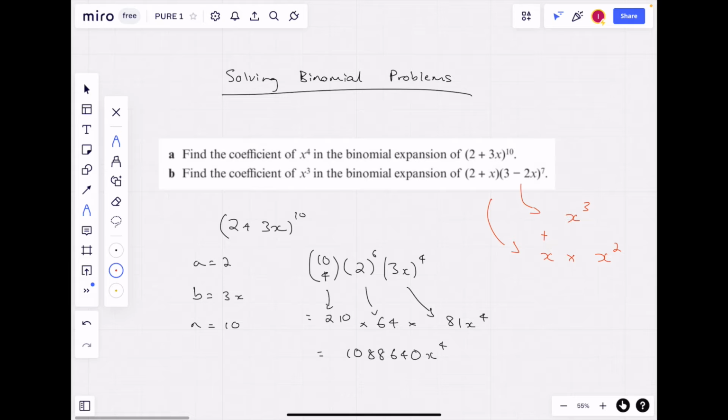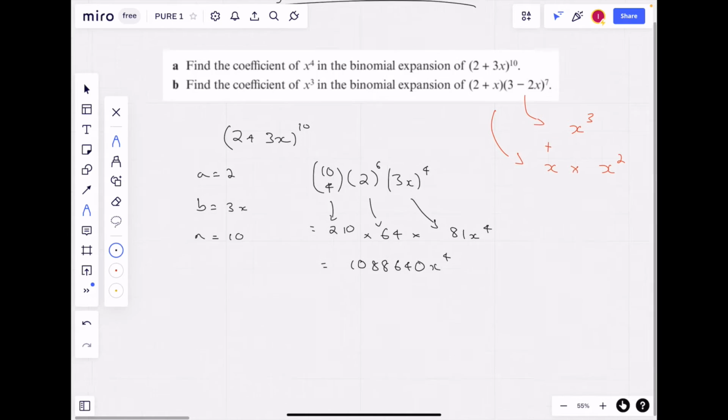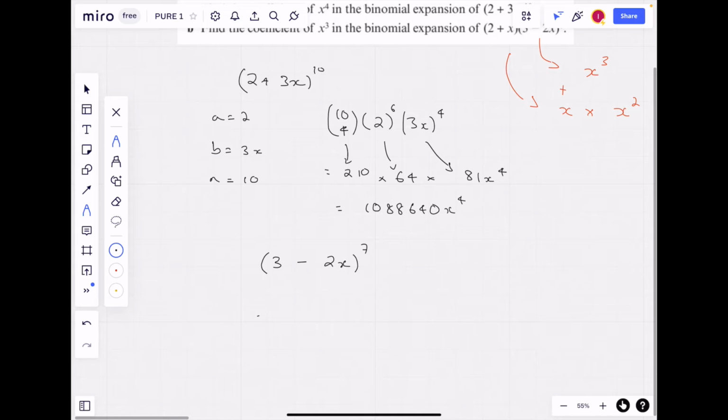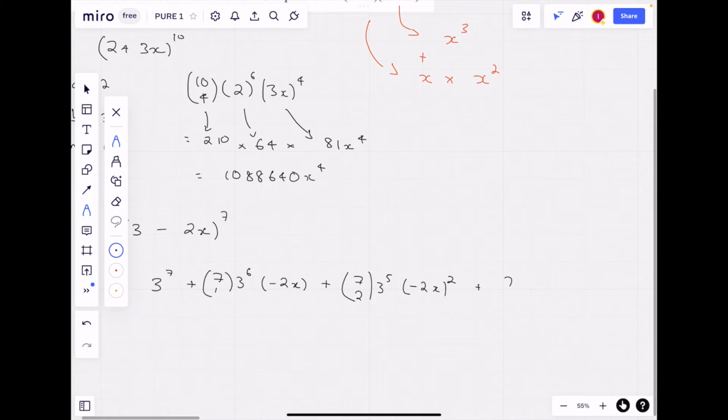So here's what I want you to do. I want you to first just do the expansion of (3 - 2x) to the power of 7 up until the x cubed term. So you should have done 3 to the power of 7 plus 7C1 times 3 to the power of 6 times minus 2x plus 7C2 times 3 to the power of 5 times (minus 2x) squared, and then 7C3 times 3 to the power of 4 times (minus 2x) cubed.